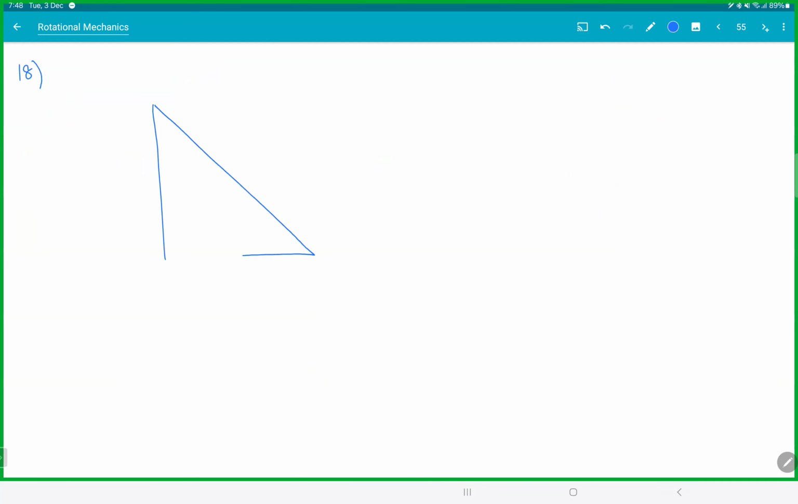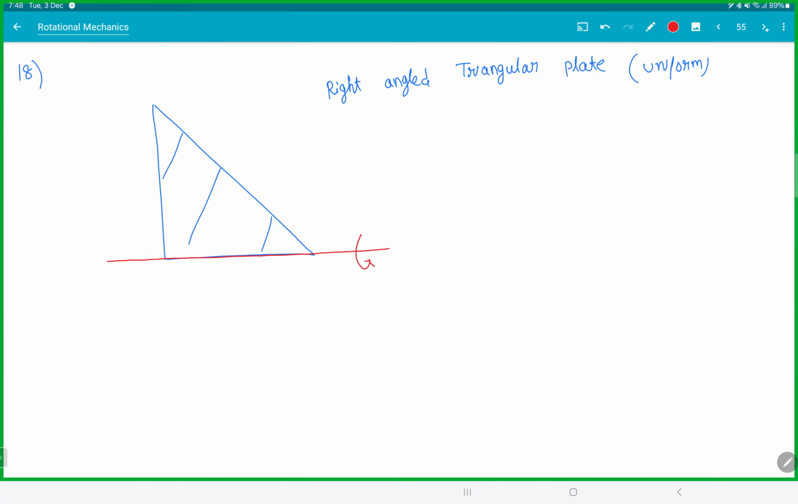Suppose you have a right-angled triangular plate, uniform. If I don't mention anything, assume uniform. If it is non-uniform, I'll give you something. This is your axis, so basically it is rotating about the base. This distance is B, this distance is H. Mass is M. Find the moment of inertia.